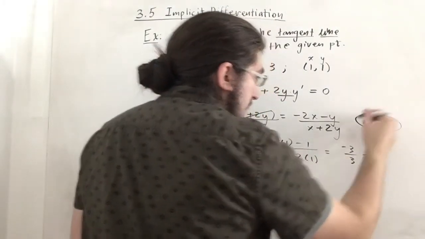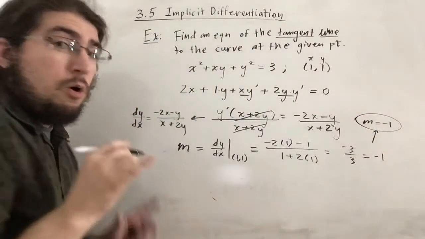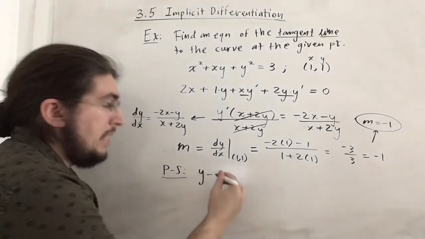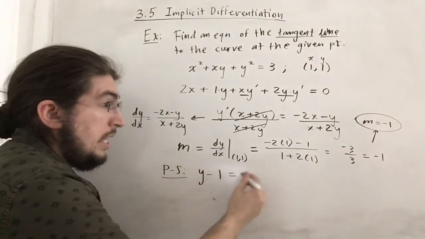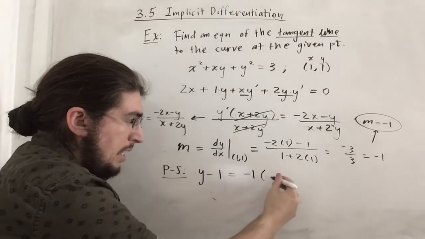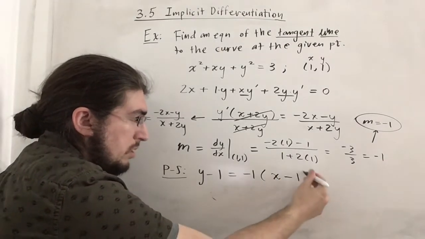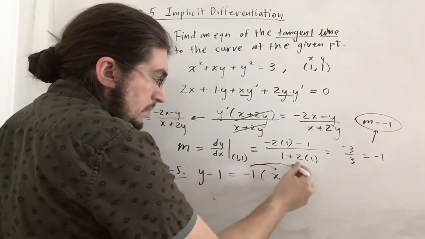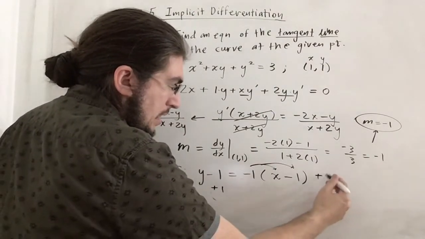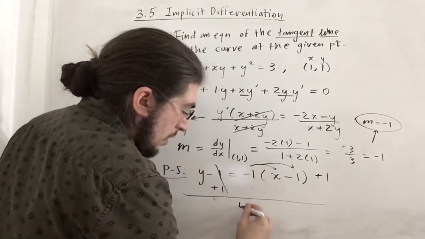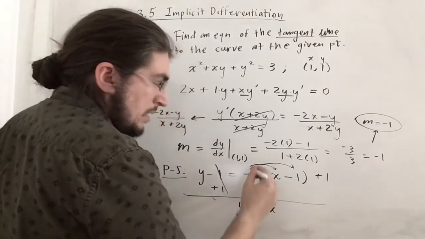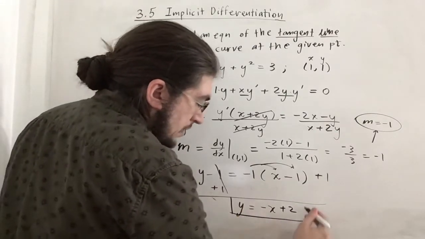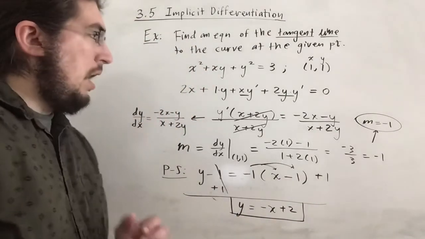So let me write it. There we go. Now all we need to do is use point slope. Point slope is y minus the y value, 1, equals the slope we just found, negative 1, times x minus the x value, which is also 1. Perfect. Distribute, add 1 to the other side. So now we have y is equal to negative x plus 1, so that's plus 2. And there we go.